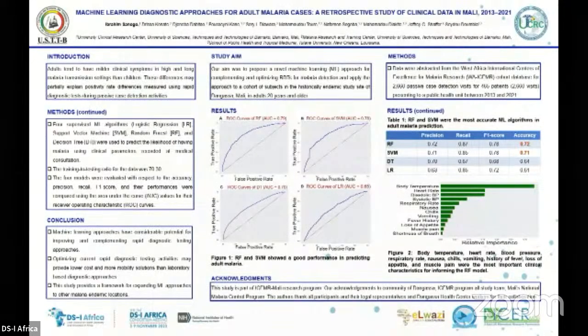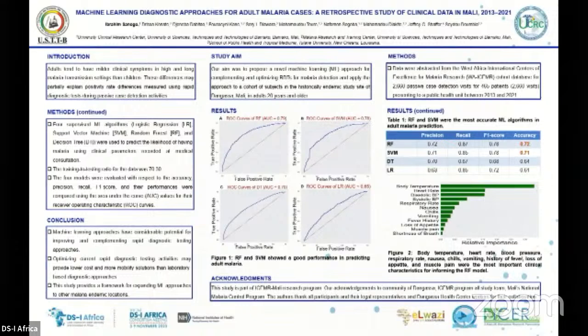As we know, in high transmission settings, adults tend to have milder malaria clinical symptoms than children. This may be partially explained by the difference in positivity rate in rapid diagnostic testing during passive case detection activities. We also know that the use of machine learning approaches to predict malaria in adults is very slow.